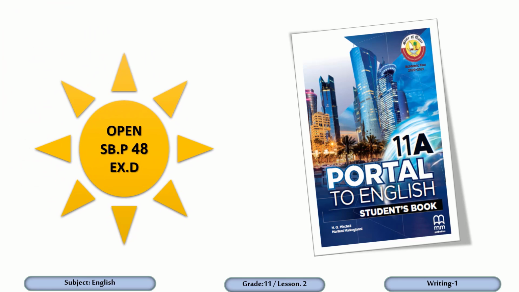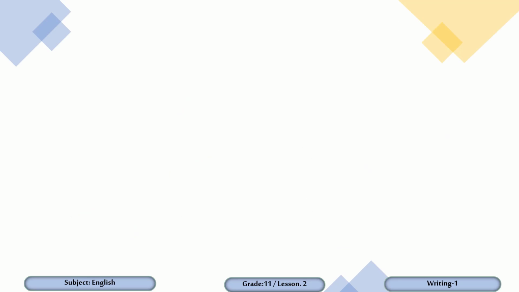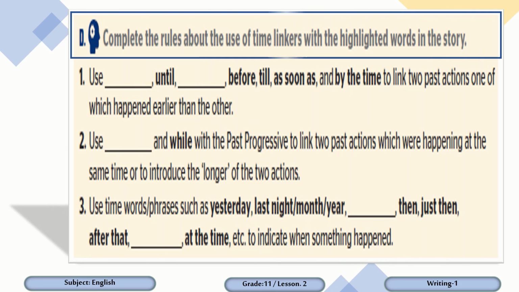Dear students, now open Students' Book, page 48, exercise D. Complete the rules about the use of time linkers with the highlighted words in the story. So we need to open the story and have a look at the highlighted words. After that, read sentences 1 to 3 and then complete them with the correct time linkers. Please pause the video for some time, get your answers ready. After that, play the video again in order to check your answers.